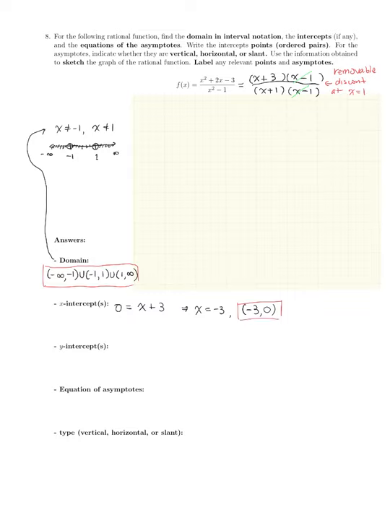Now, for the y-intercept, you set x equals 0 and solve for y. Again, you're looking at the reduced rational function. So here you're going to have y equals 0 plus 3 over 0 plus 1. So this is going to be 3. So here our y-intercept is going to be 0, comma 3.